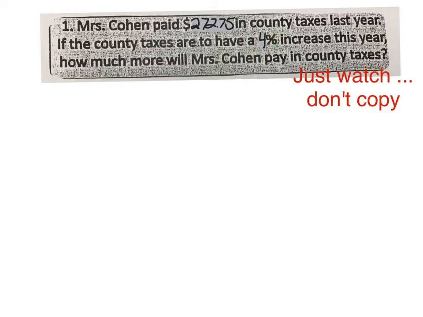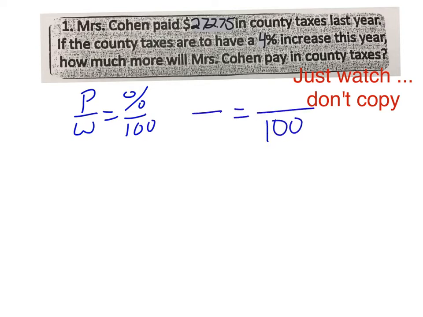Now I hope you recognize this as a part over whole, percent over 100. So part over whole equals percent over 100. Ratio equal to another ratio, put that 100 on bottom. Now that 100 is last year's taxes, 272.75. It gives me the 4%, that's always over on top of the 100, and they're looking for how much that 4% is worth.